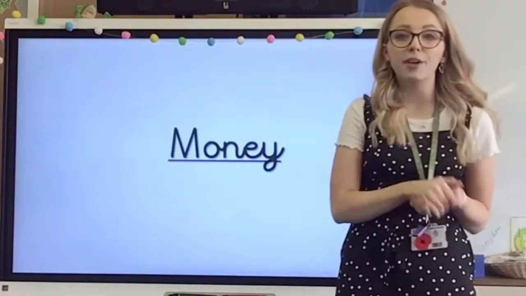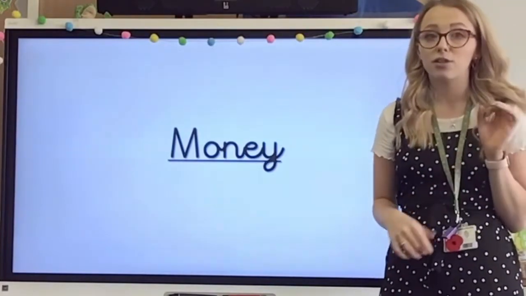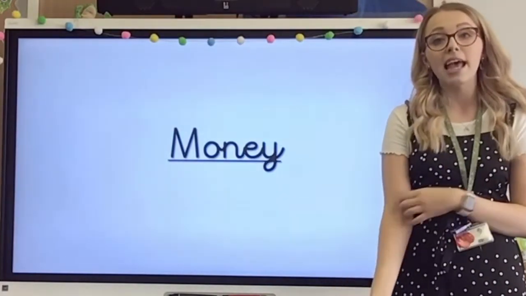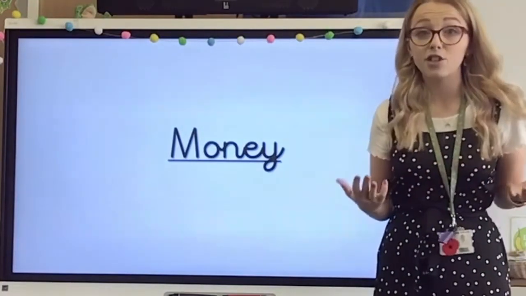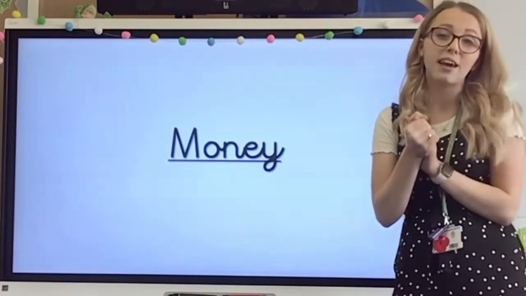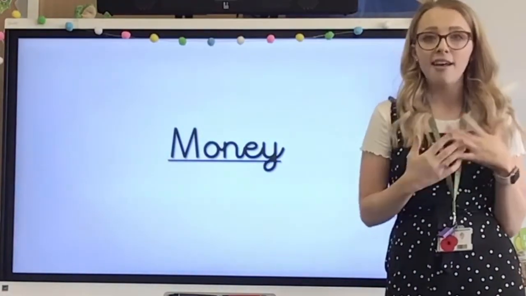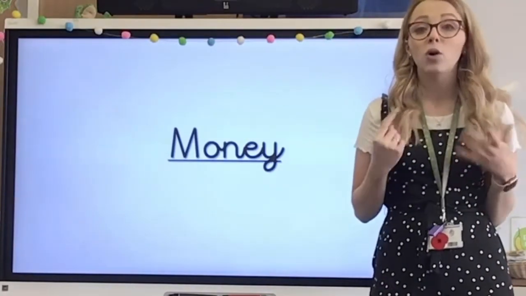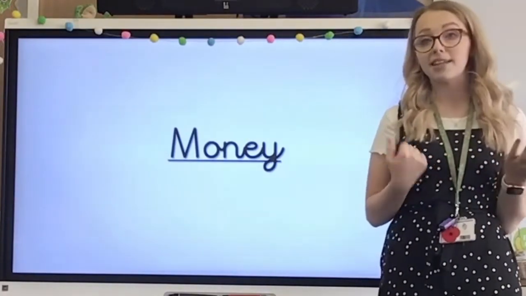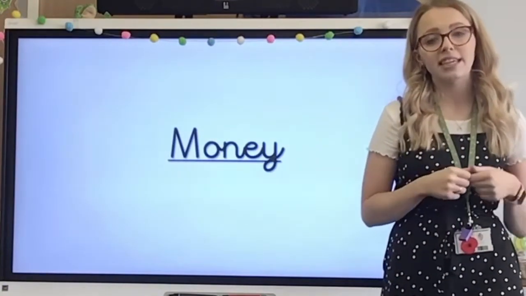The final unit we're going to be looking at this half term is money. We're going to be finding out what each of the coins and notes represent, how to add them together to make a total amount, how to give change, and we're also going to be finding out that one amount can be represented in lots of different ways. For example, 50 pence can be made using 1 50p coin, or it could be made using 2 20p and a 10.